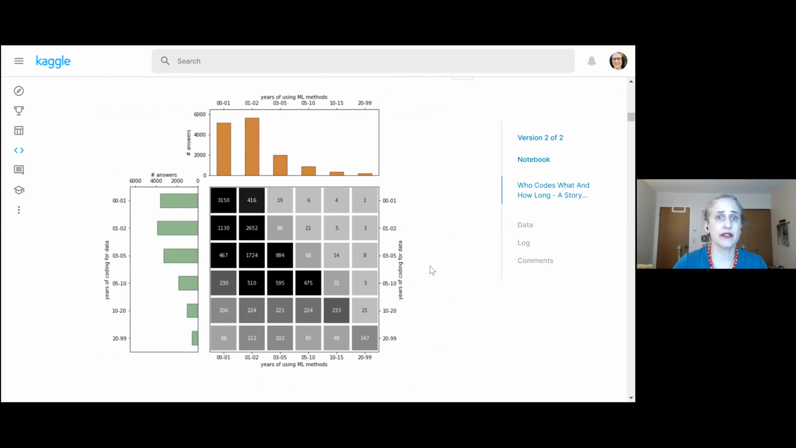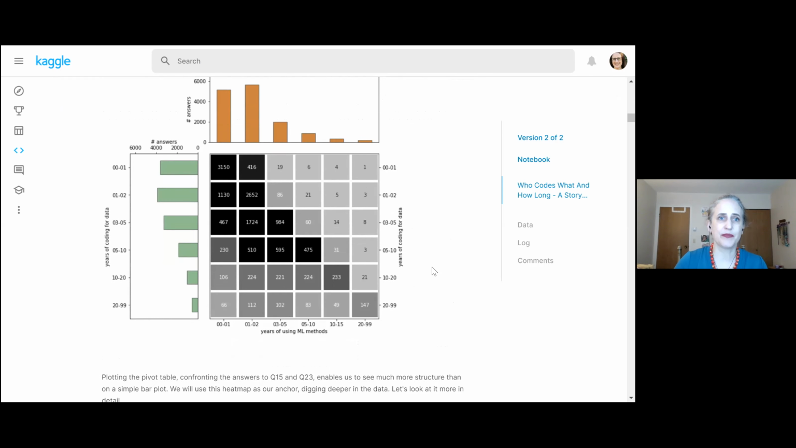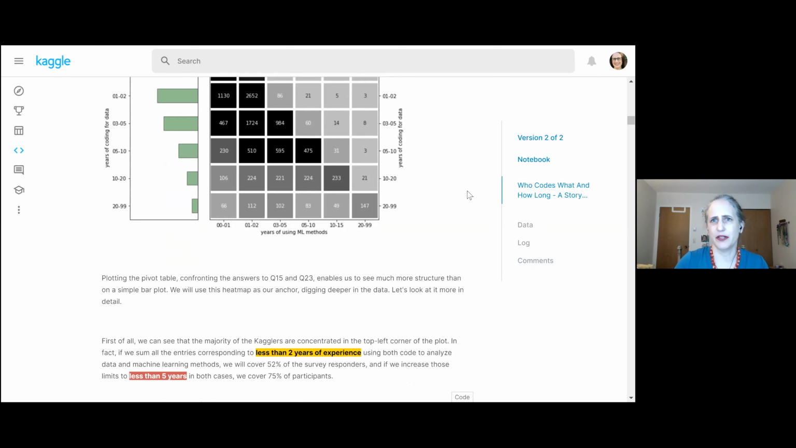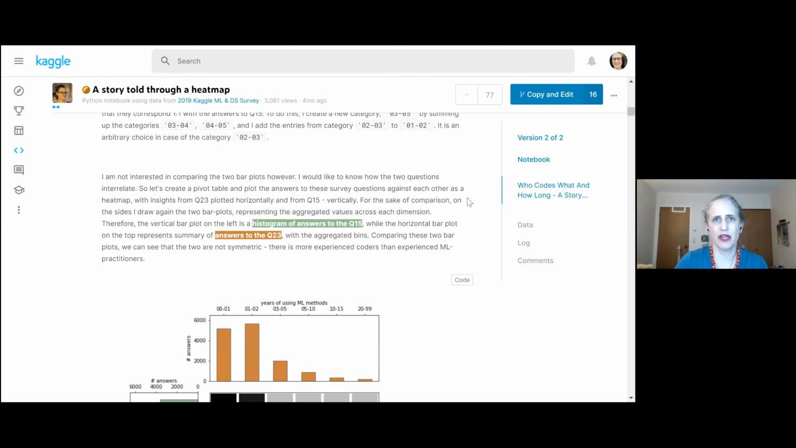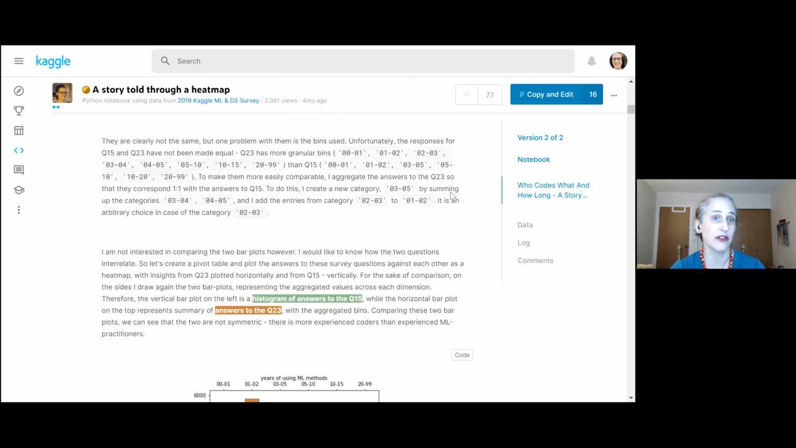And now comes the rest of her analysis, where, oh, and going back, the thing that is great compared to somebody doing all that work behind a dashboard and only showing the results is that she actually says, okay, that's not the same, but one problem are the bins. Unfortunately, responses have not been made equal. Granular bins, I aggregate the answers. So she really just describes exactly what she's going to do.